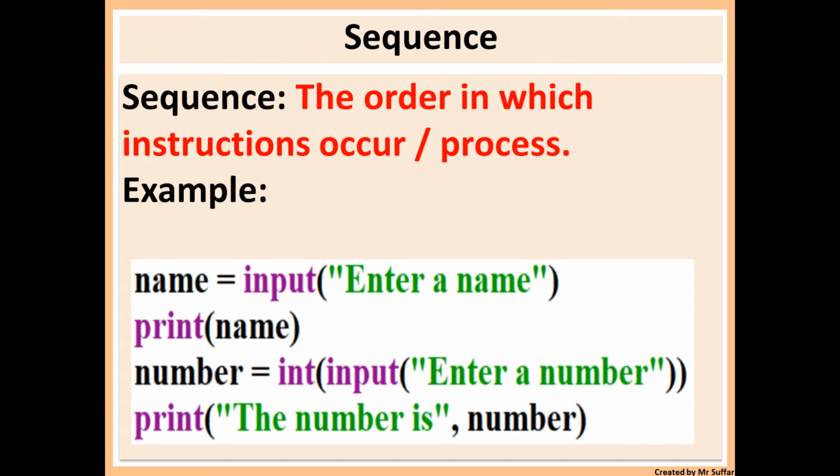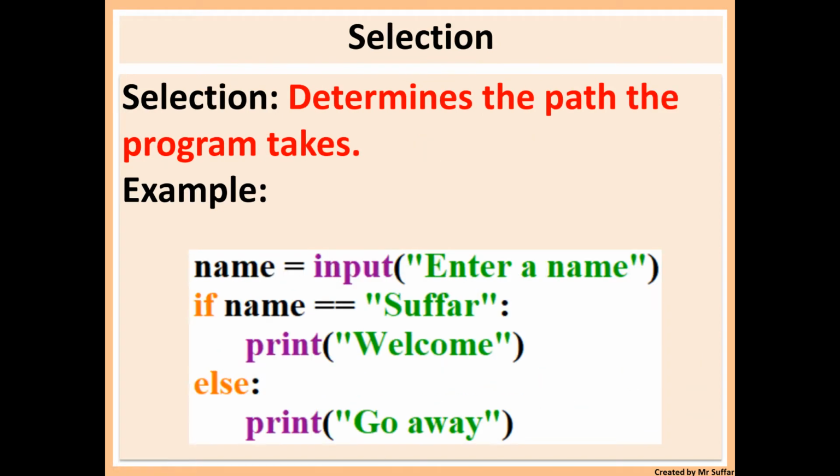Now, sequence is the order of instructions. So it's just how the code is laid out. For example, name equals input, print name. This is just the order of execution of instructions. So line 1 will execute first, then line 2, then line 3, then line 4. This is called sequence.